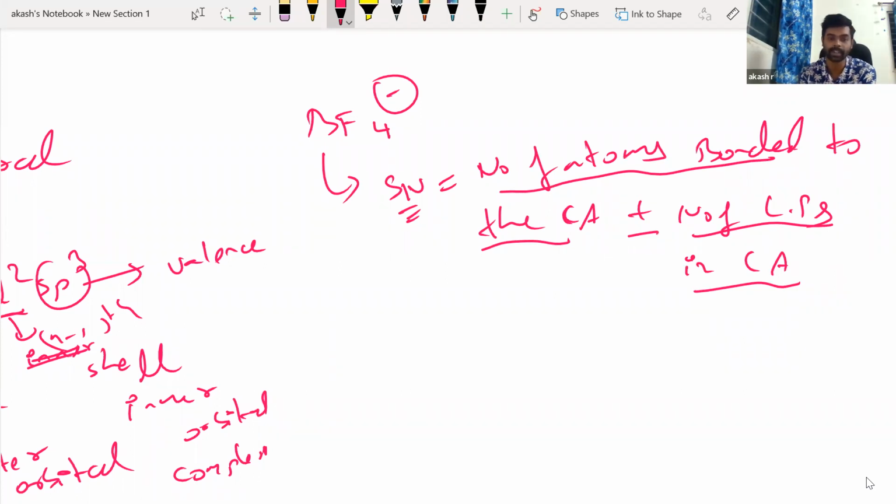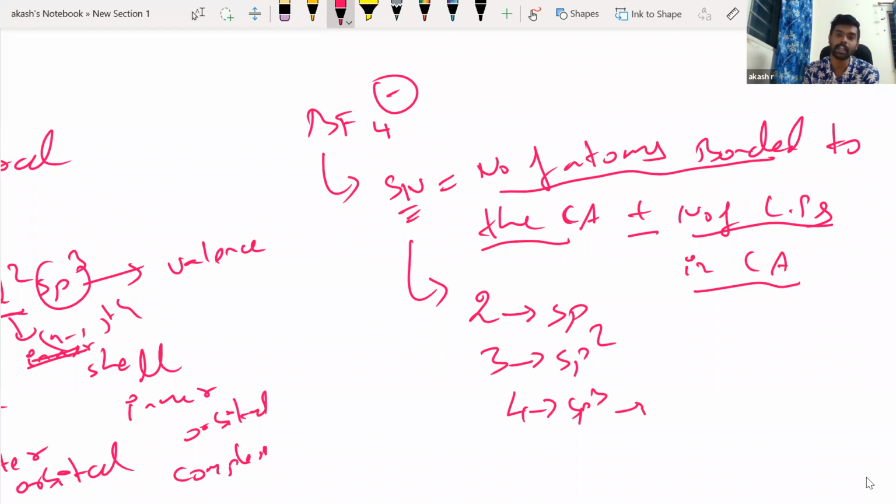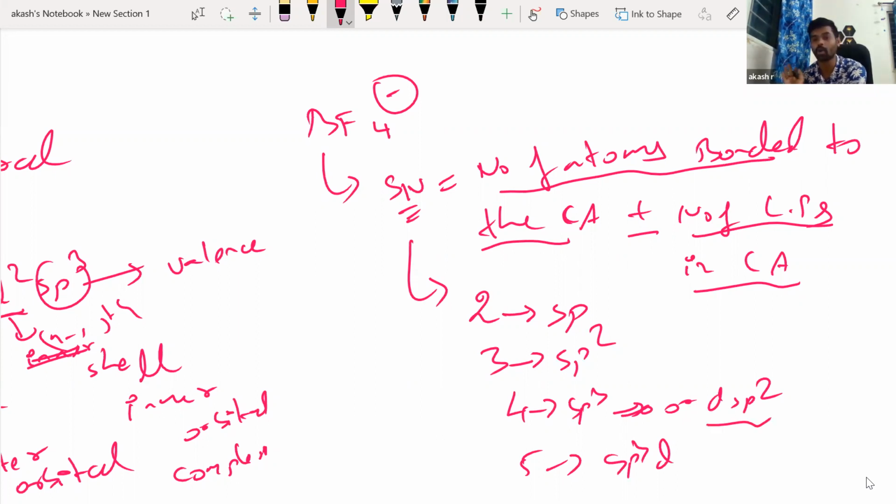Now, depending on the steric number, if you find the steric number to be 2, it is sp, 3 means sp2, 4 means sp3, or in this case we can also have dsp2, 5 means sp3d, and like that we'll be able to do, right? 6 means sp3d2, and so on and so forth. Now, we don't have dsp2 in your normal compounds, only in coordination complexes we have dsp2.